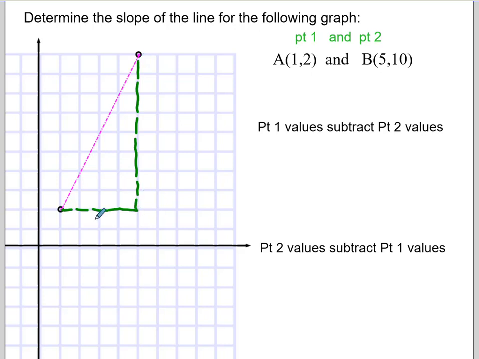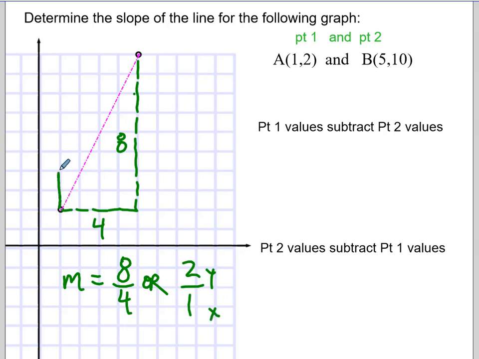So this has a run of 4 and a rise of 2, 4, 6, 8. So if you were to look here, the slope would be 8 over 4, and we want to get in the habit of reducing this. We want to make sure our slopes are small, or in lowest terms, so we should see that as 2 over 1. And again, remember this is y and this is x, so if you went up 2 over 1, you land right on there. Up 2 over 1, you land right on the line.